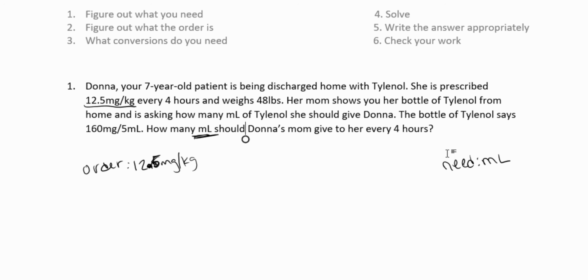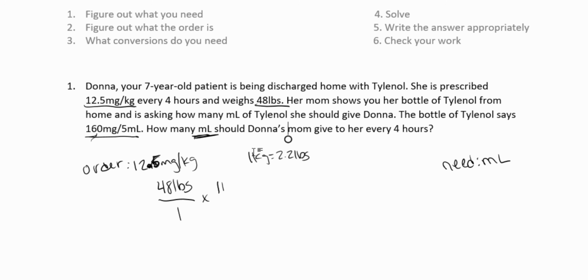Okay. Now we're going to need some conversions in there because we have pounds and we have kilograms. So we know 1 kilogram equals 2.2 pounds. And then from there, we are going to end up using the 160 over 5 because that is going to help us convert from milligrams to kilogram per 2 mLs. So let's get started. So we know she weighs 48 pounds right here. Let's get her to kilograms so we can work on that.